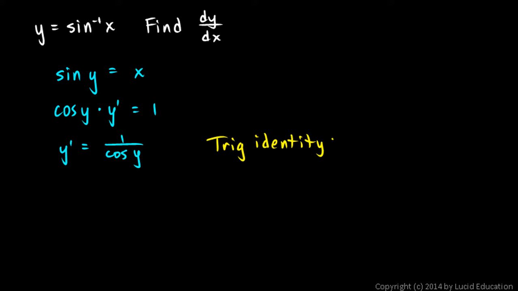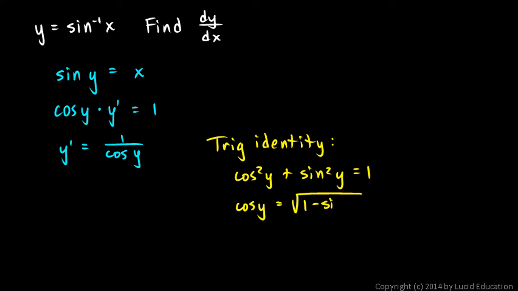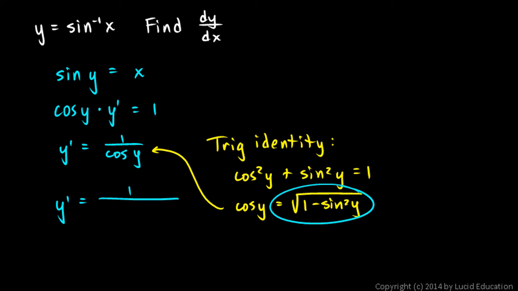And this one's easy. The trig identity is cosine squared y plus sine squared y equals 1. And let's just take this and solve it for cosine y. Cosine y is going to be the square root of 1 minus sine squared y. And let's substitute that back in right there. So y primed is then 1 over cosine y, which is this.